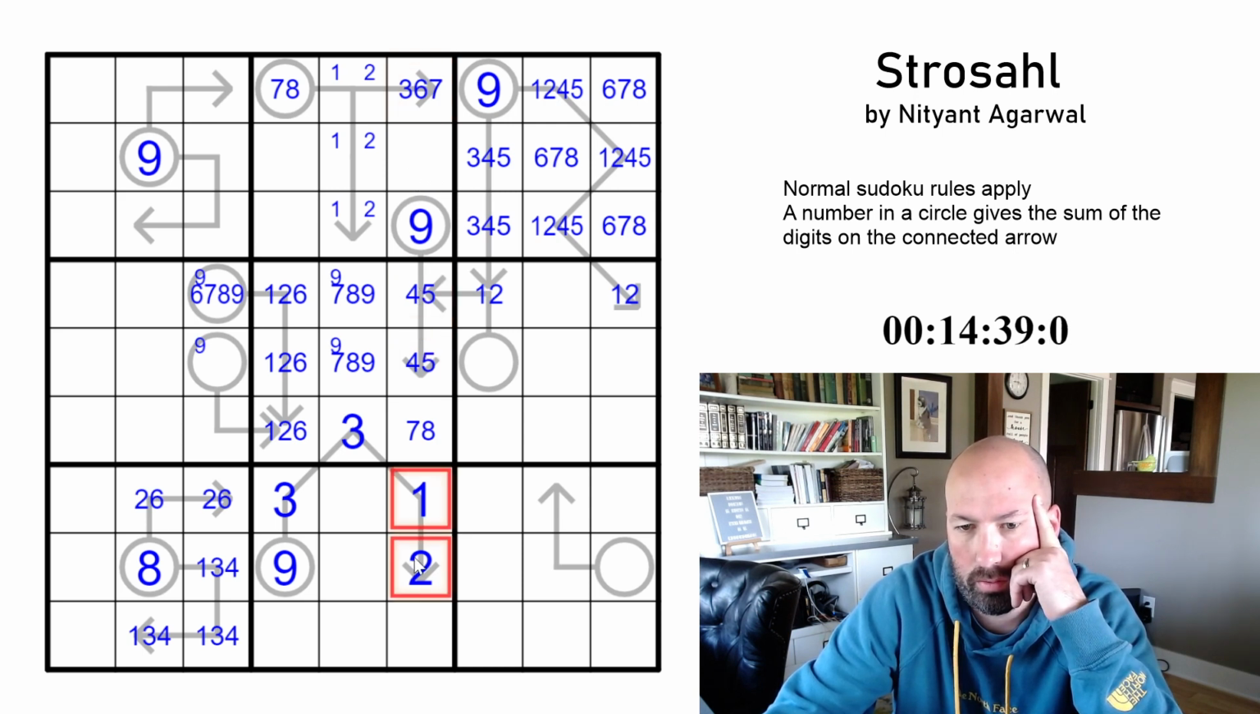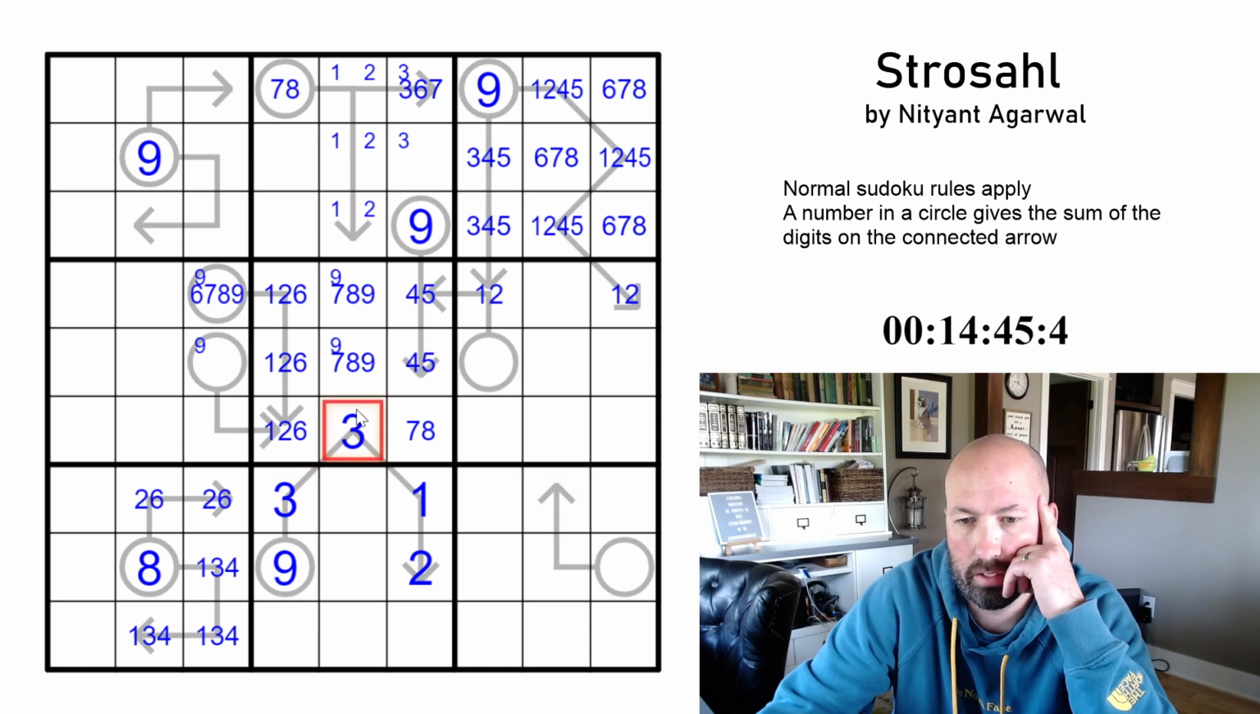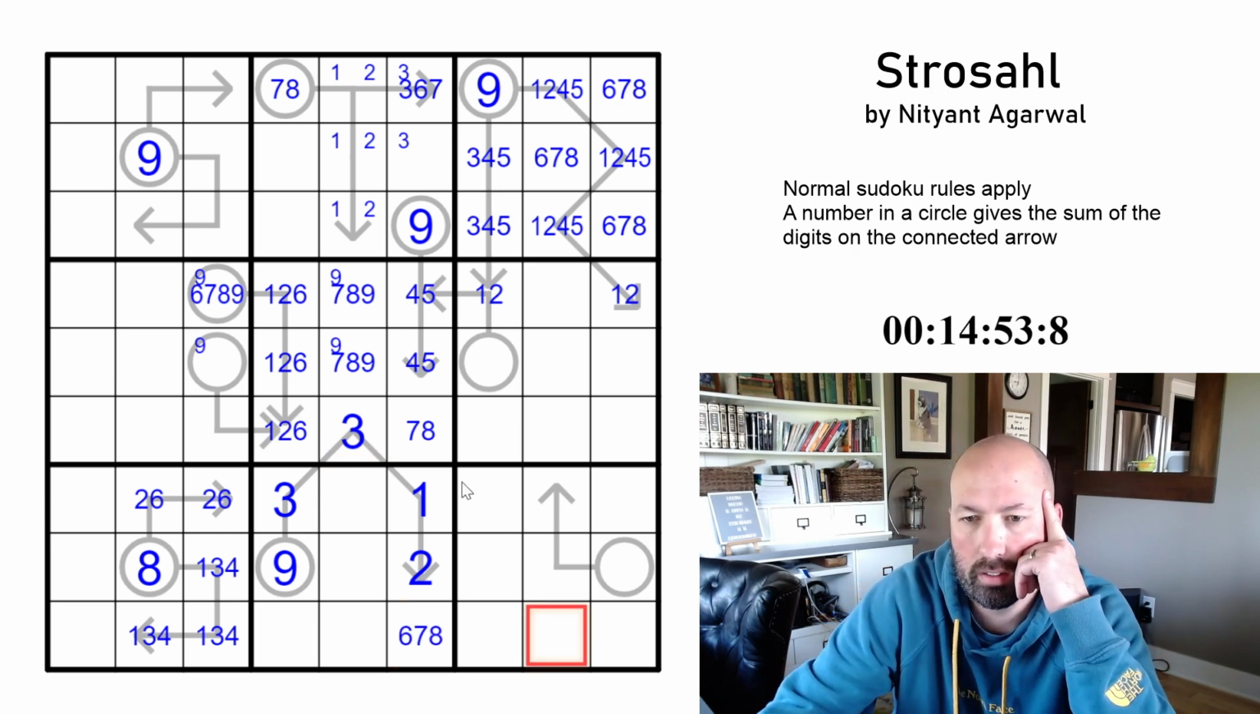1, 2, 4, and 5. There has to be a 3 up here because of these 3s. This is 6, 7, or 8.